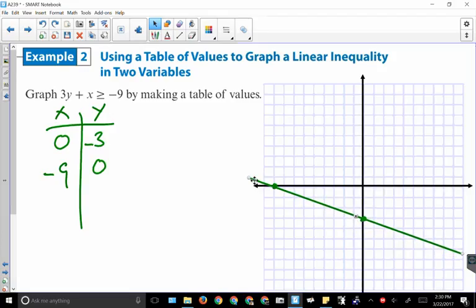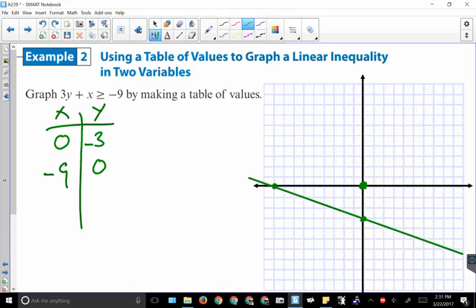Okay. Now, which way should I shade? I want to know where this is going to be shaded in so I can identify all the values. One of the good ones to check on, and the easiest ones to work on, is usually 0, 0. We've done this with just straight lines.